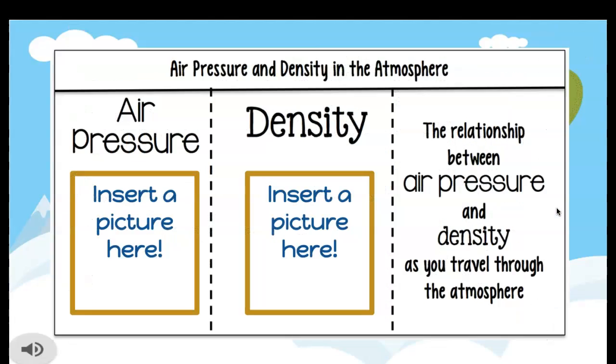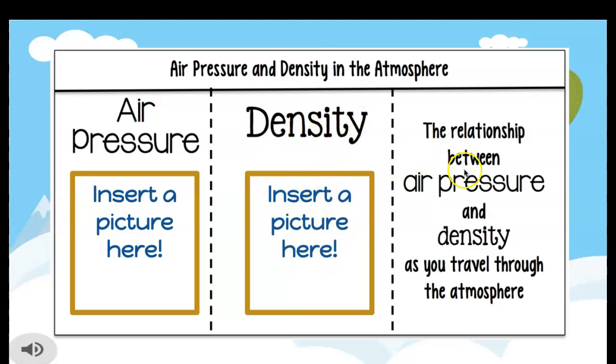Okay, so we have these little speaker buttons so that you can hear what you're supposed to do on each slide. On the next slide, you see that it says air pressure and density in the atmosphere. This little flap right here says air pressure. This one says density. What I want you to do is insert a picture in this box, cover up this text with a picture that represents air pressure. Anything that you think of that reminds you of air pressure, you can bring and put in this box. Same thing for density. If density is hard for you, Google density, look at the images, and based off what the article told you, find a good image, put it here.